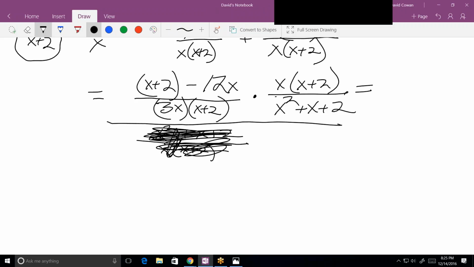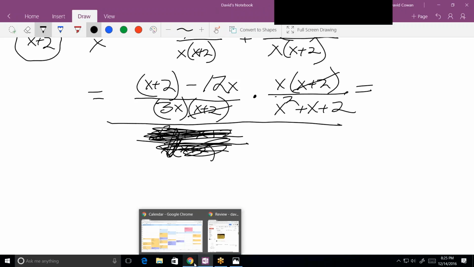Now notice what happens. I've got all kinds of things. I can cancel that x plus 2 with that x plus 2. That's why I didn't multiply these things together in the first place, because I wanted to be able to cancel where it was possible to cancel. Now, this one is x minus 12x, so that's minus 11x plus 2. You with me?